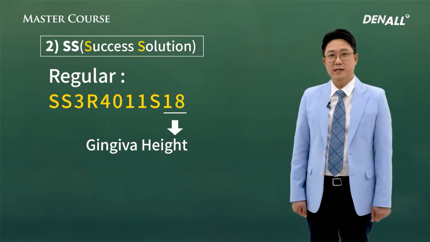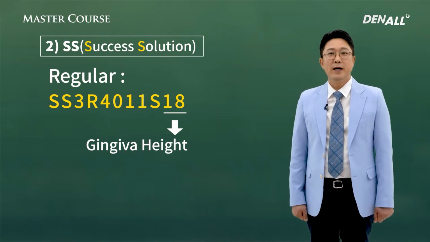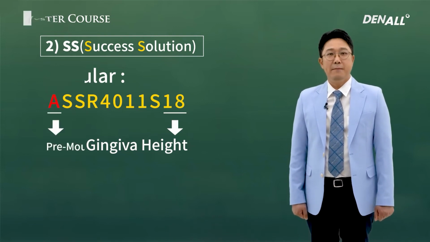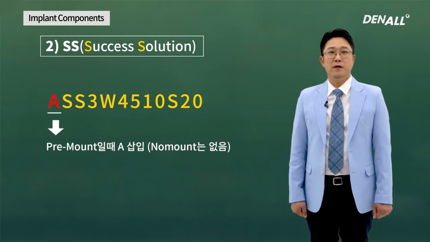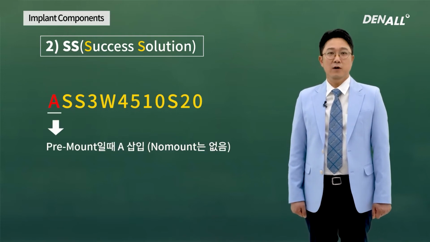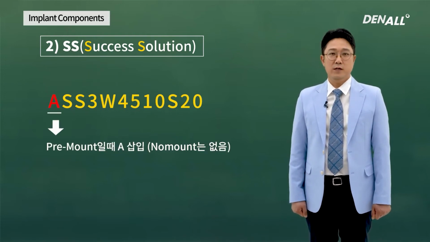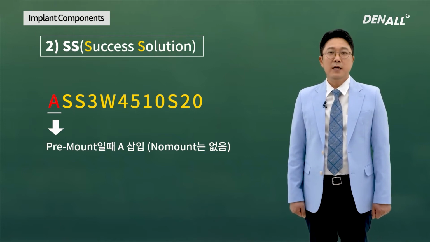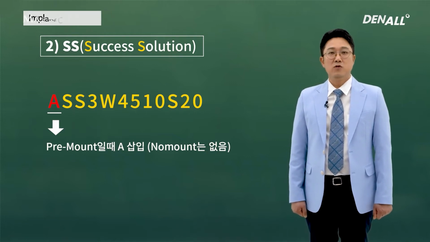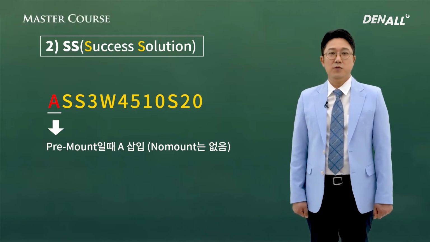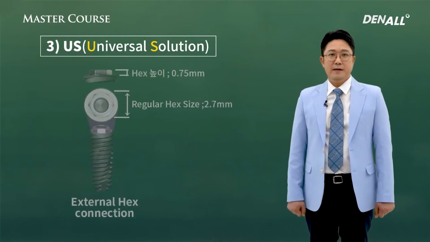The code on the product, now you can understand what this means. Additionally, in the case there's A at the very front, it means that there's mount, and in the case there's no mount, it is not marked. The TS implant, in the case there is mount, it is marked as B.